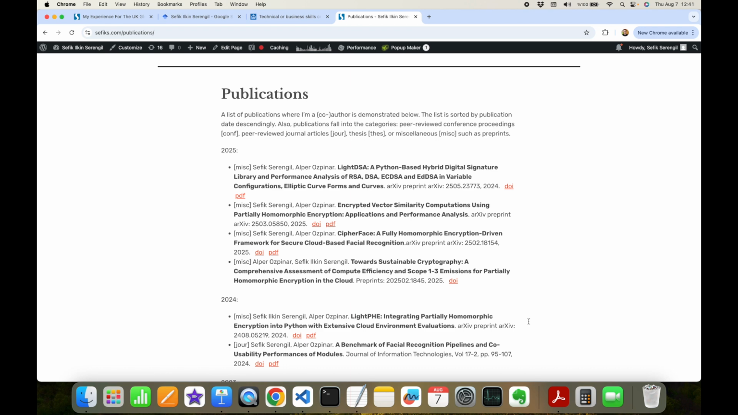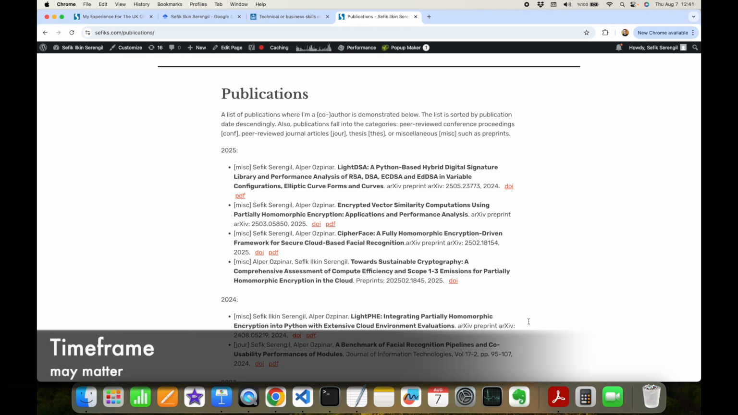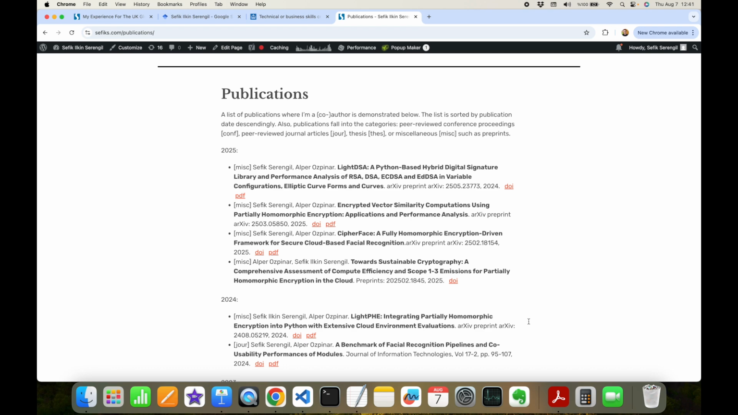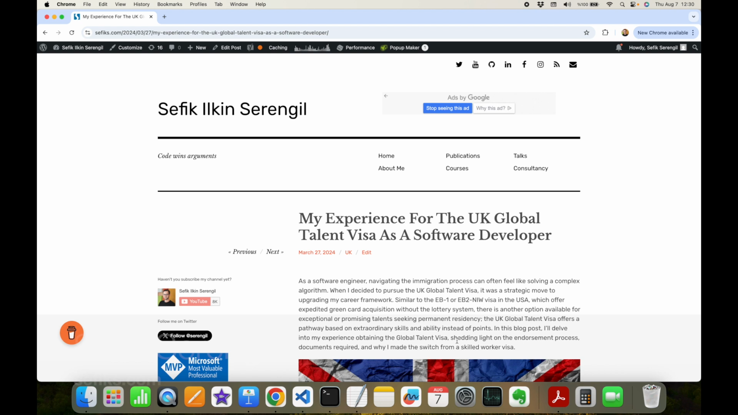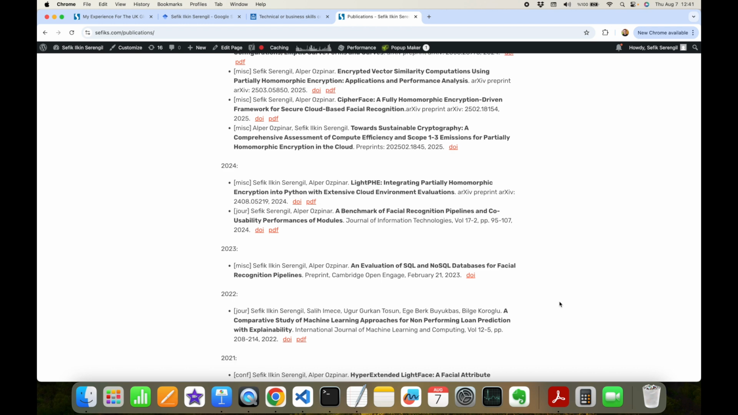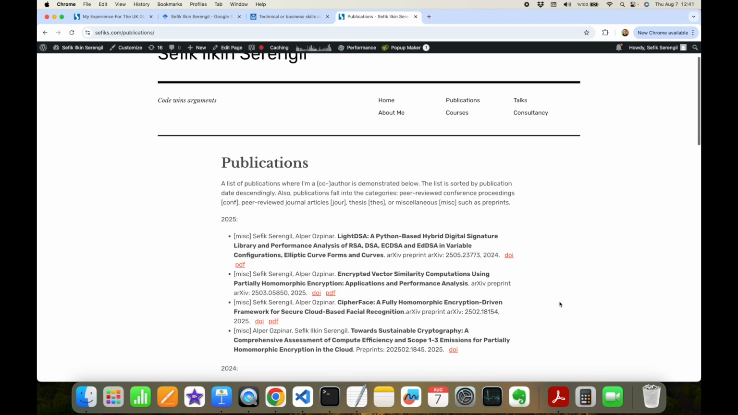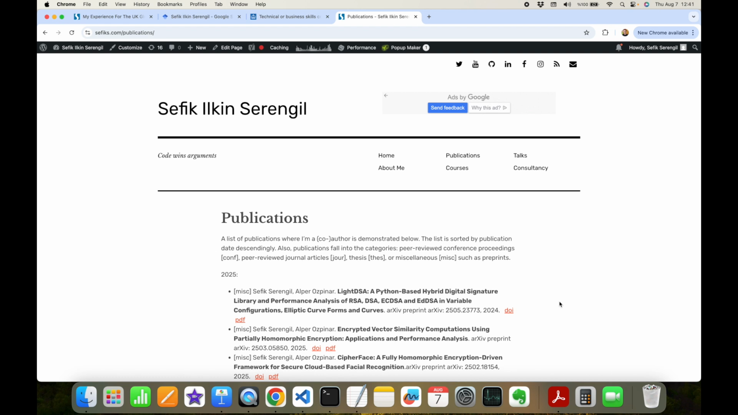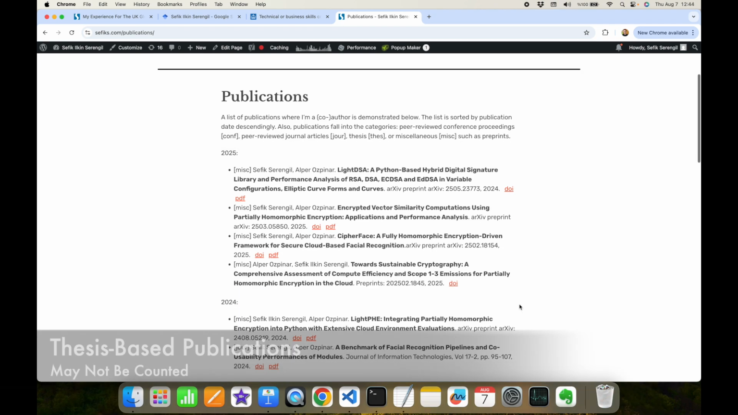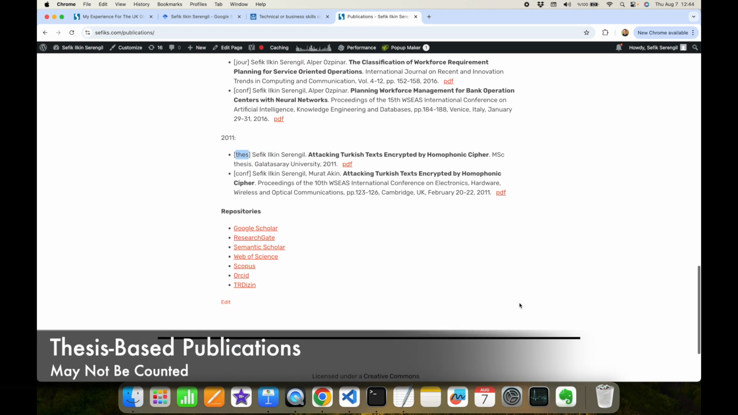But please don't forget, time frame matters, in particular for the United Kingdom's Global Talent Visa. You should only include papers from the last 5 years. The application focuses on your recent and ongoing impact, not what you did a decade ago. On the other hand, if you are applying to EB-1A or EB-2 NIW, it's fine to submit all your historical publications. Moreover, thesis-based publications may not be counted.